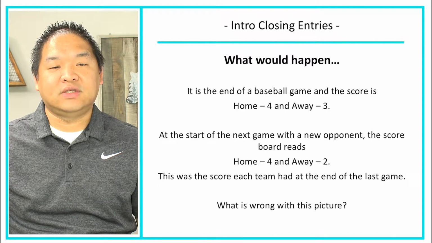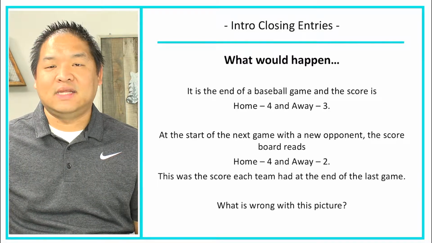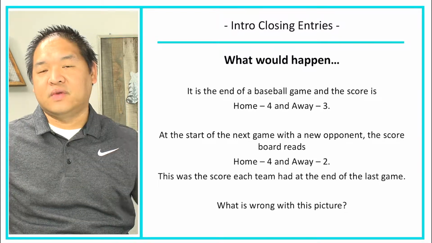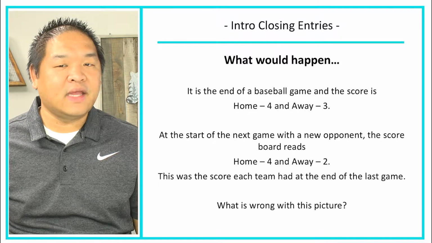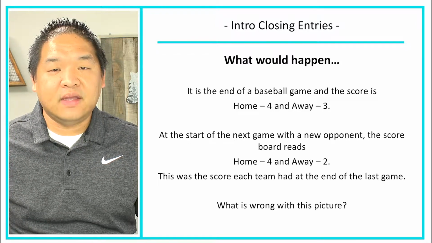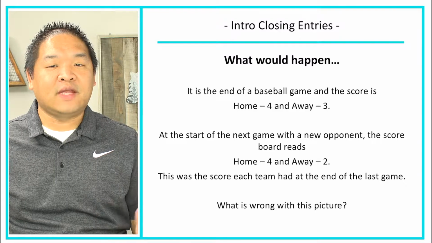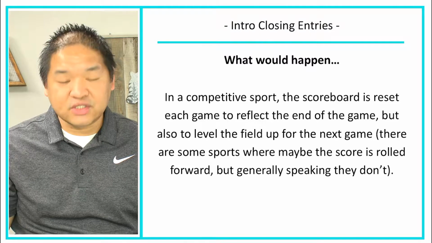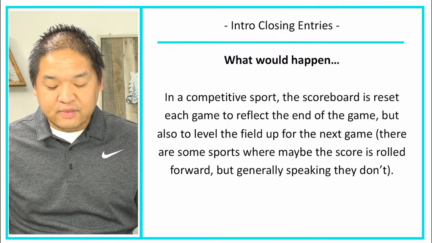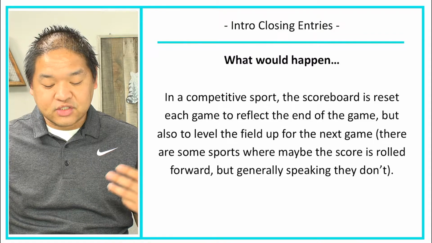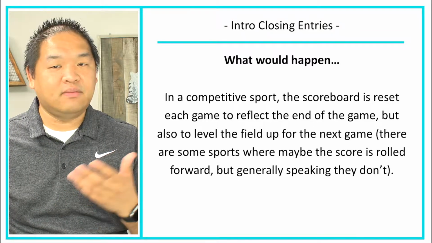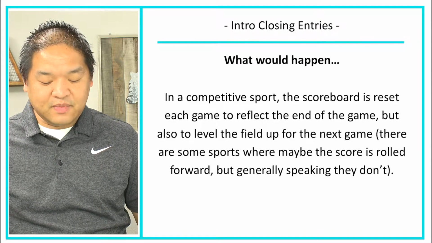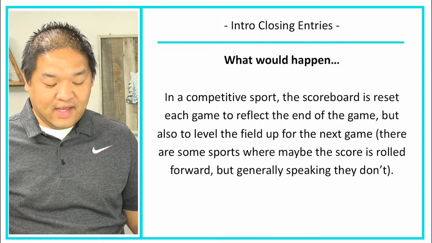Well, you're probably saying to yourself, we would reset that at the end of the game, because the 4 points they're bringing over weren't from this opponent, they were for the last opponent, and it's not really fair. The same thing can be said about a company's financial statements. In a competitive sports situation, the scoreboard is reset each game to reflect the end of the game, but also to level the playing field for the next game, right? It just makes sense. There are some sports where we might roll it forward, but generally speaking, we really don't.